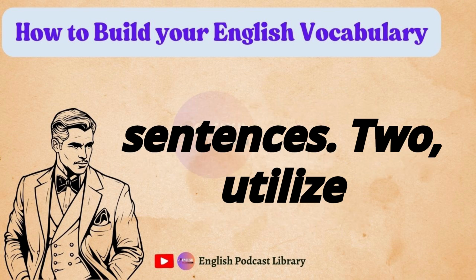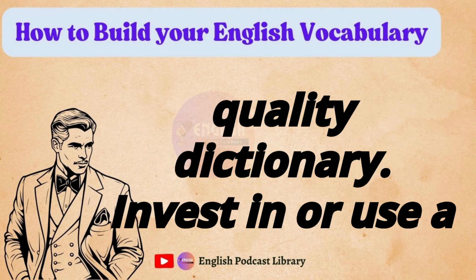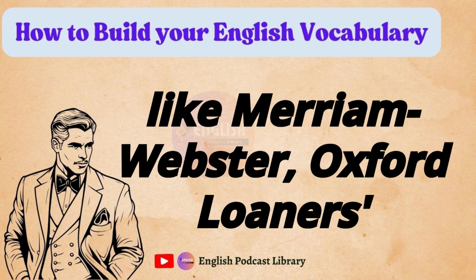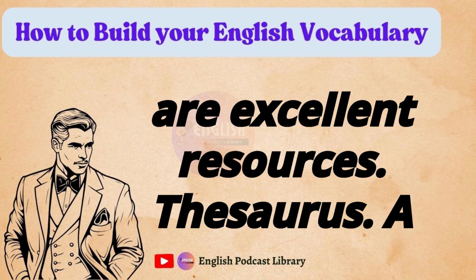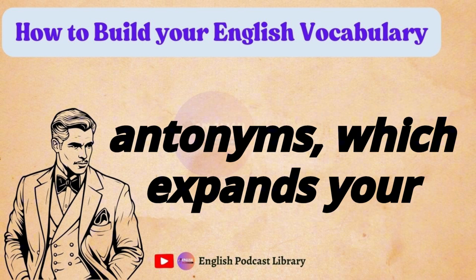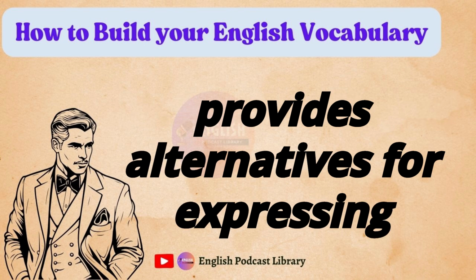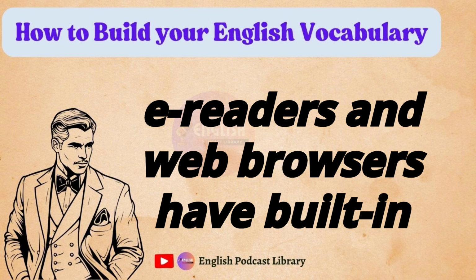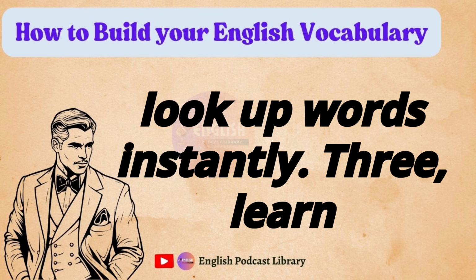2. Utilize dictionaries and thesauruses. Good quality dictionary. Invest in or use a reliable dictionary. Online dictionaries like Merriam-Webster, Oxford Learners Dictionaries, and Cambridge Dictionary are excellent resources. Thesaurus. A thesaurus helps you find synonyms and antonyms, which expands your understanding of word nuances and provides alternatives for expressing ideas. Digital tools. Many e-readers and web browsers have built-in dictionary functions, allowing you to look up words instantly.